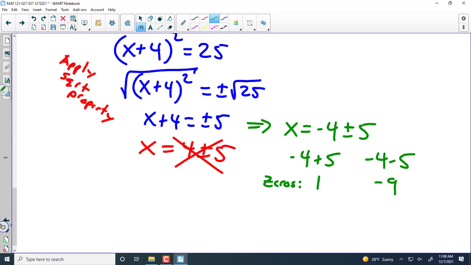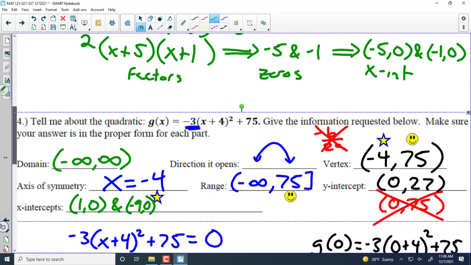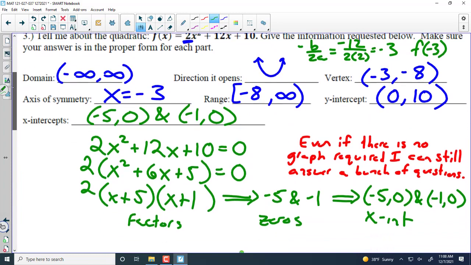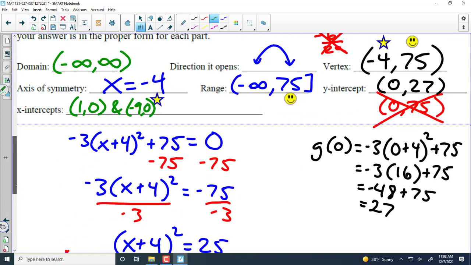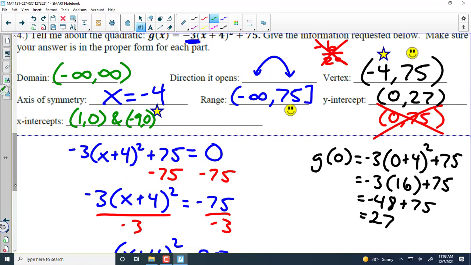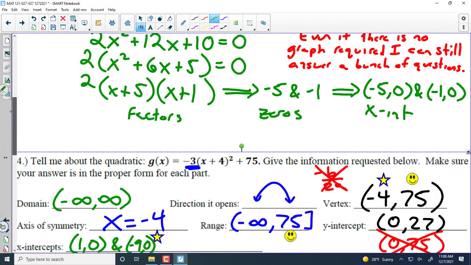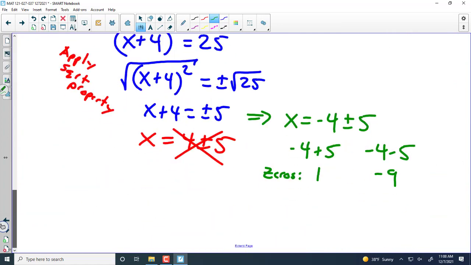So it's very, very easy to forget some of the subtle rules that are involved with things like direction it opens, the vertex, the axis of symmetry, the Y-intercept, X-intercepts. So make sure you go back and revisit this stuff. Because if this went fine for you just now, then you're probably in good shape. But if I kind of blew your mind with some of this stuff, then maybe you want to look at quadratics again before the test.